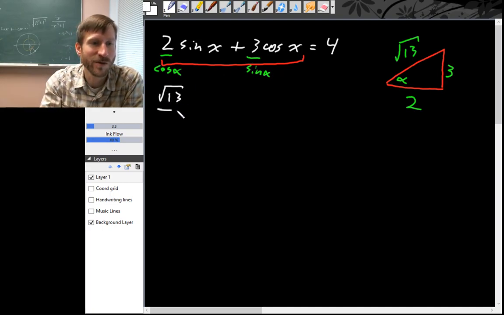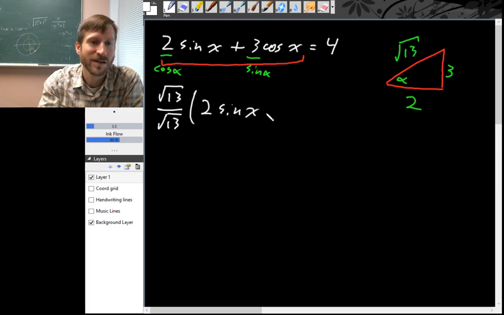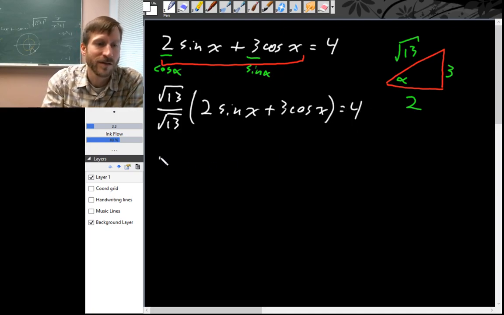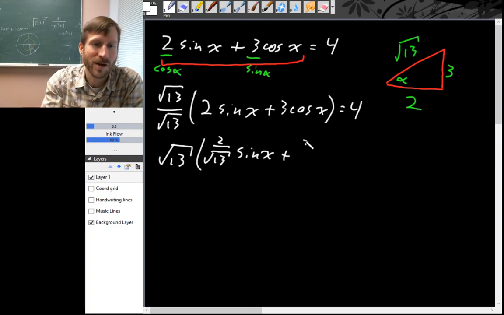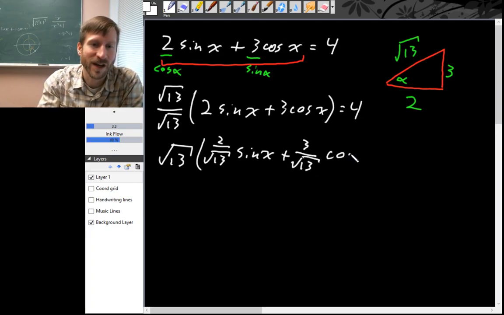So we need a root 13 over root 13 times 2 sine x plus 3 cosine x equals 4. So this is root 13 times 2 over root 13 times sine of x plus 3 over root 13 times cosine of x equals 4.